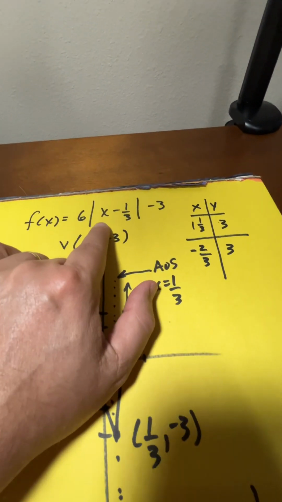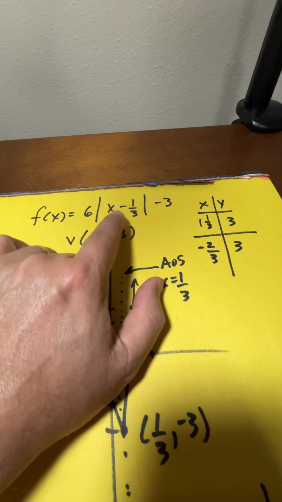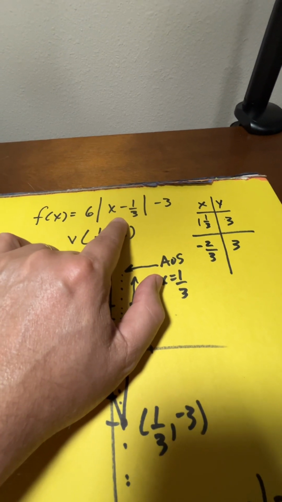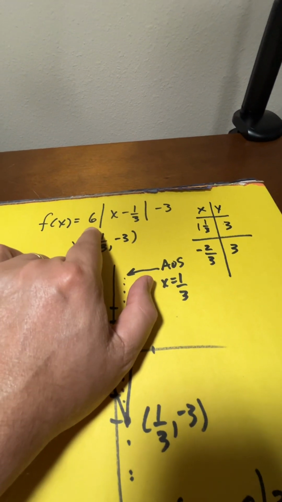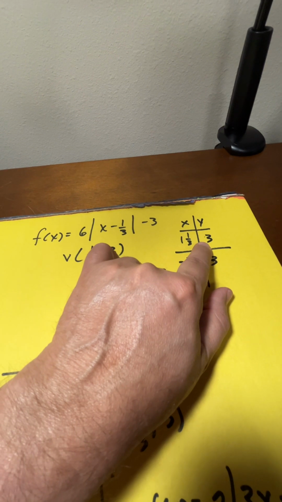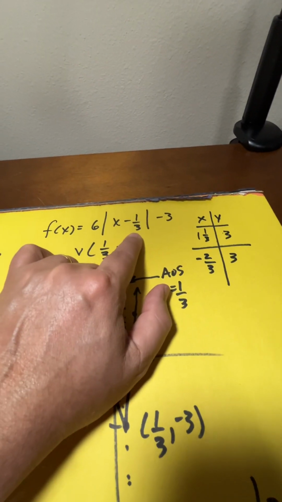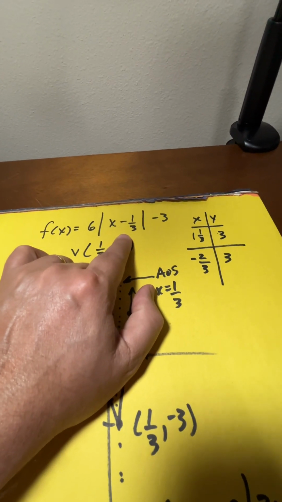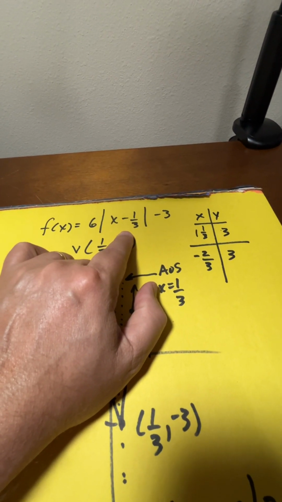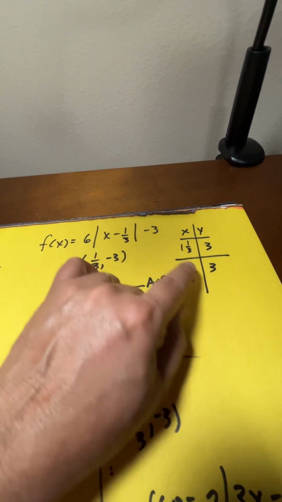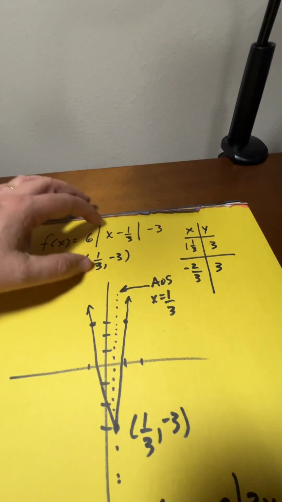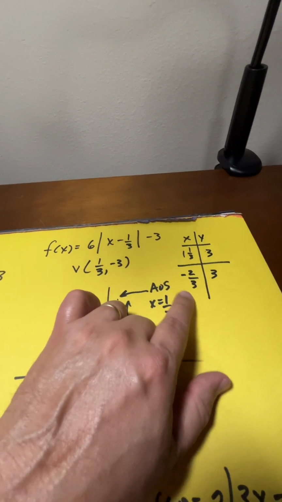1 1/3. 1 1/3 minus 1/3 is 1. The absolute value of 1 is 1, and 1 times 6 is 6, and 6 minus 3 is 3. And then I use negative 2/3. Well, negative 2/3 minus 1/3 is negative 1. The absolute value of negative 1 is 1, and 1 times 6 is 6, and 6 minus 3 is 3. So I picked these strategically because of that 1/3, and I got these two values.